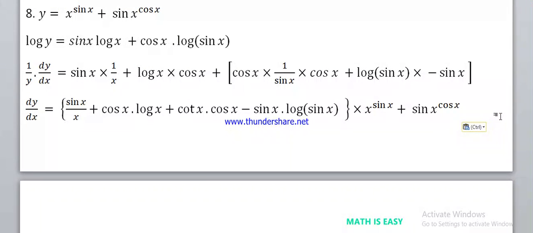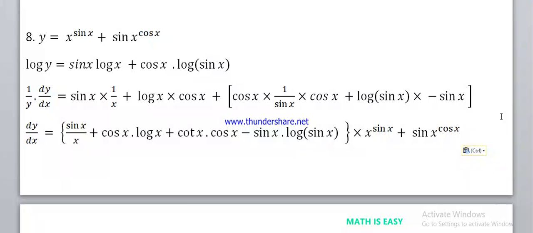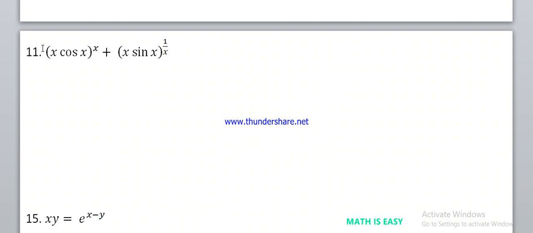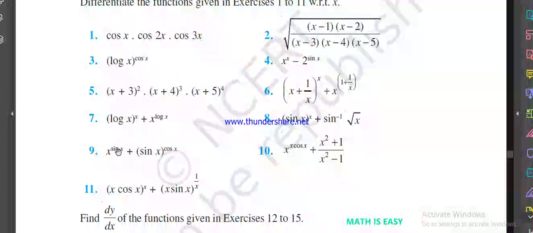So this is going to be the answer for 8th question. The questions look bigger, but when you try to solve it, they're very simple. Only thing is, every step you have to remember whether you have to apply UV formula or logarithmic functions, everything. Question number 9 and 10, the same way. Here also, if I apply the log here, you will get sin x into log x, and here you will get cos x into log sin x. Okay, so here also the same way you have to solve it.